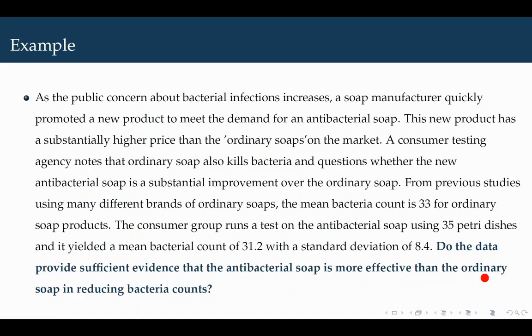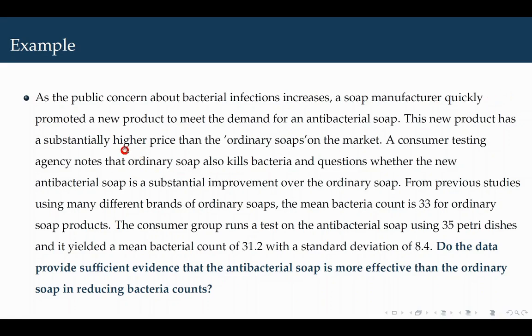And let's consider one more example again. This one says, as the public concern about bacterial infections increases, a soap manufacturer quickly promoted a new product to meet the demand for an antibacterial soap. This new product has a substantially higher price than the ordinary soaps on the market. A consumer testing agency notes that the ordinary soap also kills bacteria and questions whether the new antibacterial soap is a substantial improvement over the ordinary soap.